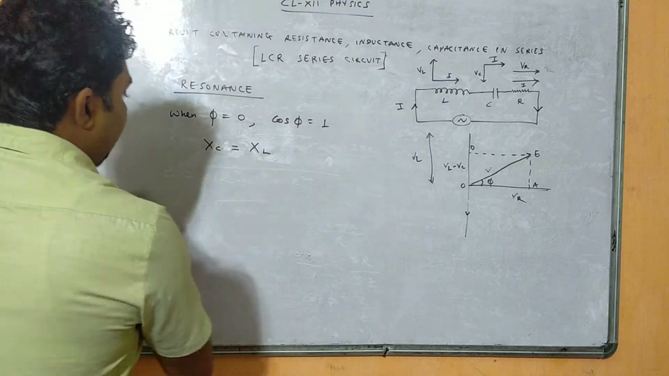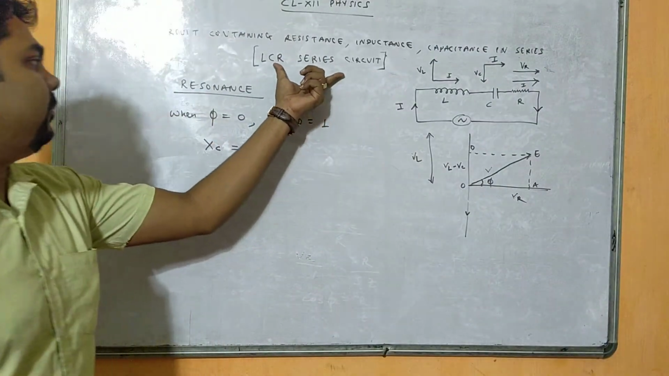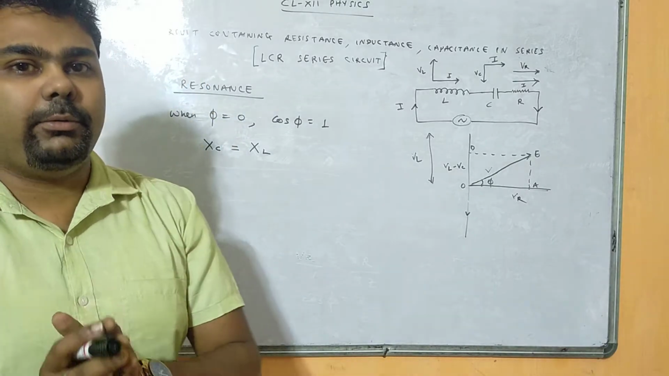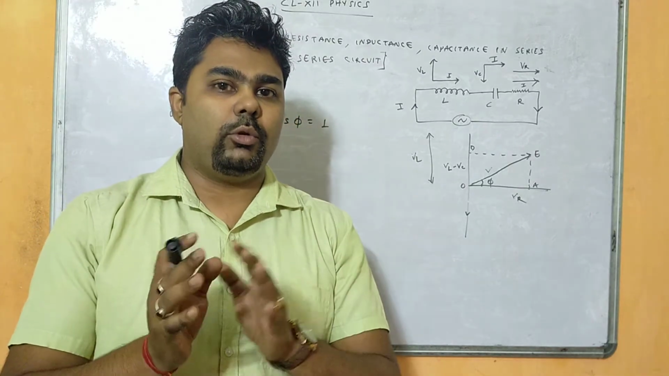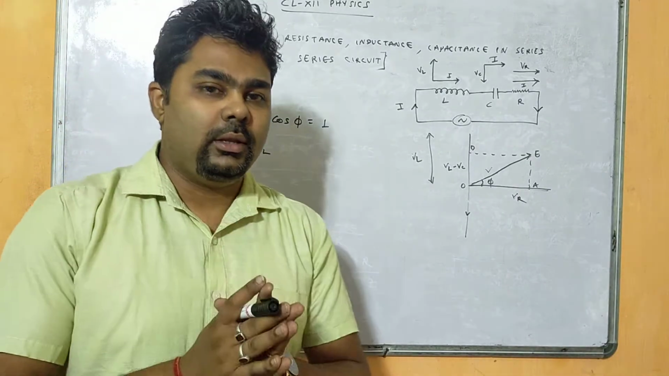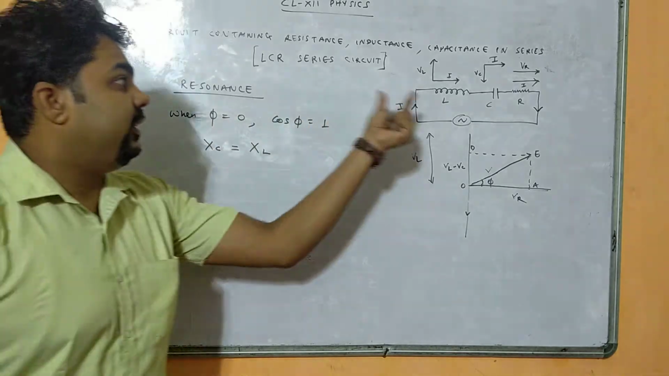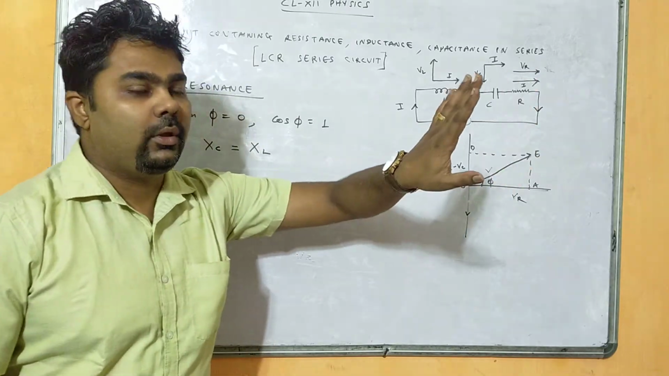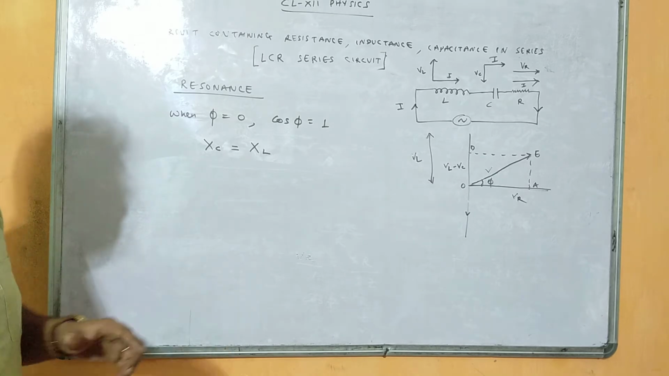You see, just now I told that in an LCR series circuit, phi becomes equal to 0. That means the angle between the voltage and current is 0, right? So when voltage and current are in the same direction, we say that condition has been set up in the series LCR circuit. Resonance is set up only in an LCR circuit when inductive reactance becomes equal to capacitive reactance.